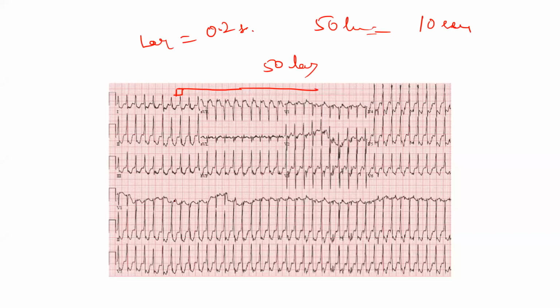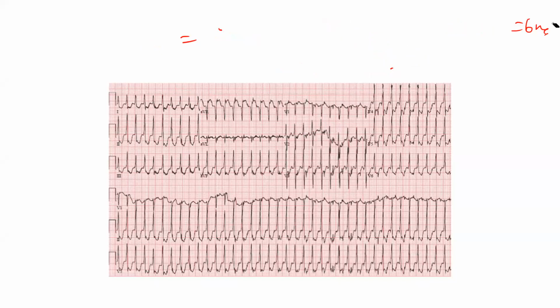So you count the number of R waves in 50 large boxes and multiply by 6, because 10 multiplied by 6 is 60 seconds, which is 1 minute. Similarly, in that 50 large boxes, count the number of R waves and multiply by 6. That gives you the heart rate in an irregular rhythm. Is that clear? Yes, sir. Okay, lovely.